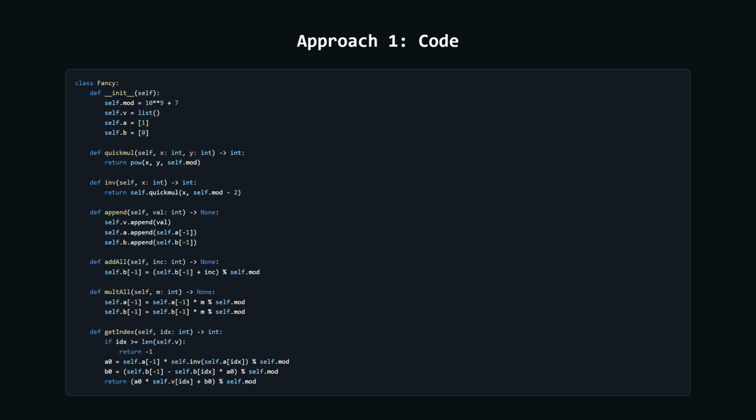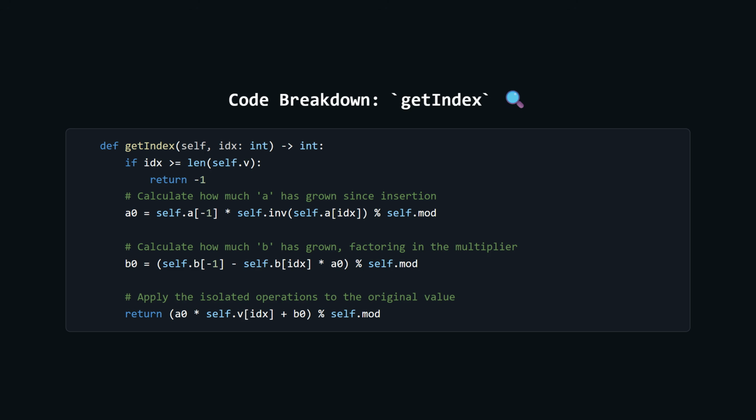Let's look closer at that getIndex function. When we ask for an item at a specific index, first we check if it even exists. If it does, we look at the most recent multiplier, and we effectively divide it by the multiplier from when the item was appended. That gives us A0, the true multiplier for this specific item. We do a similar subtraction to find B0, the true amount added. Finally, we apply these clean, isolated values to our original number.